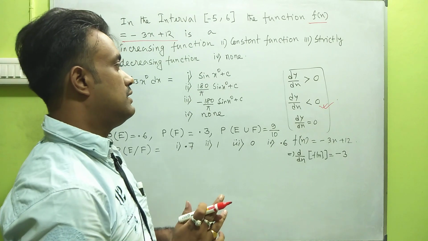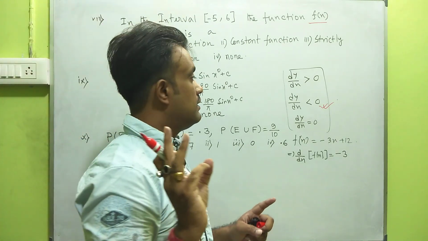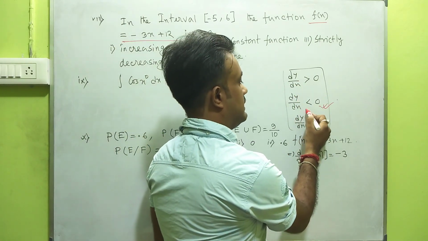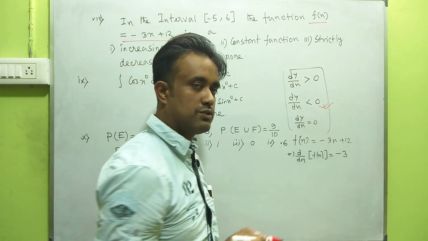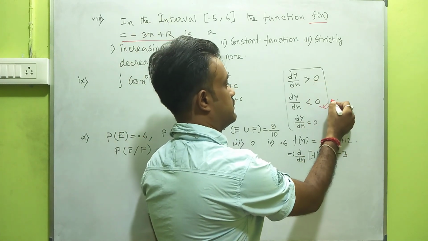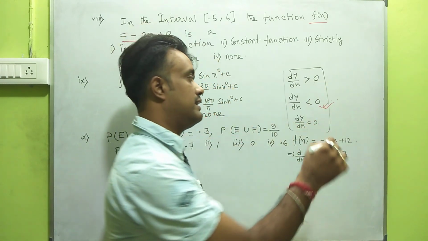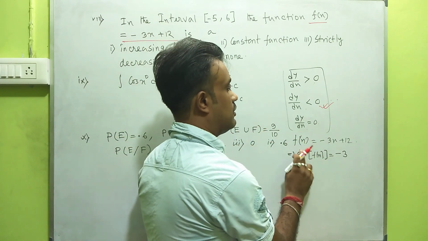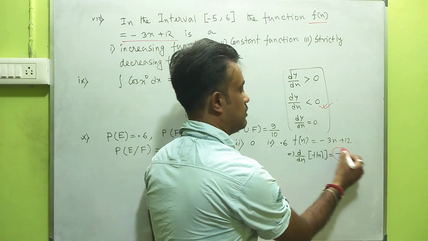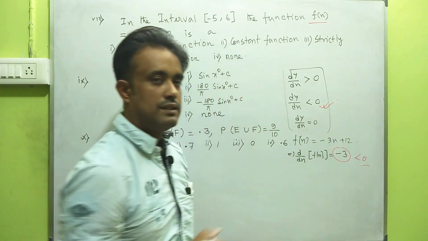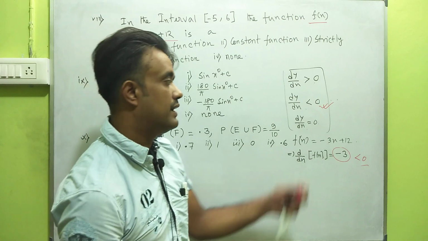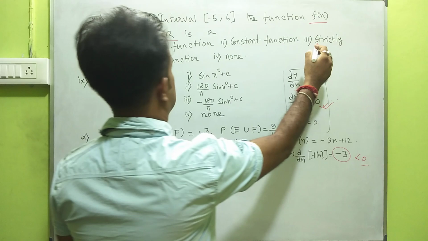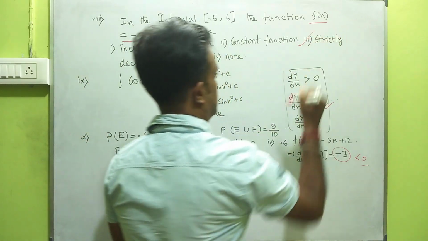So there are 3 cases: dy/dx greater than 0, dy/dx less than 0, dy/dx equal to 0. This is for increasing, this is for decreasing, and this is for constant. Here for any values of x, d/dx of f(x) is equal to minus 3, always less than 0. So at any interval, this function is a decreasing function. So the answer will be strictly decreasing.